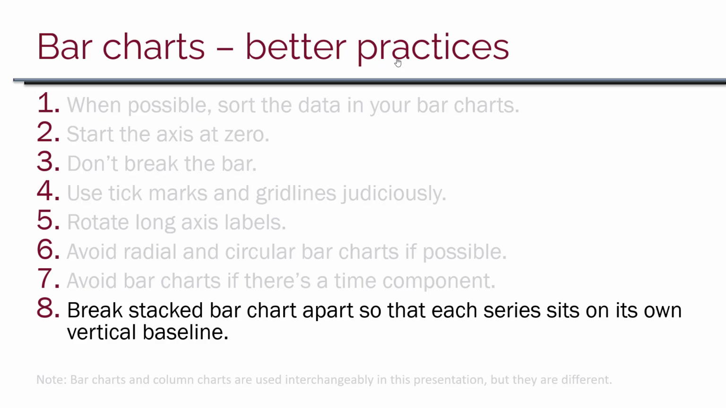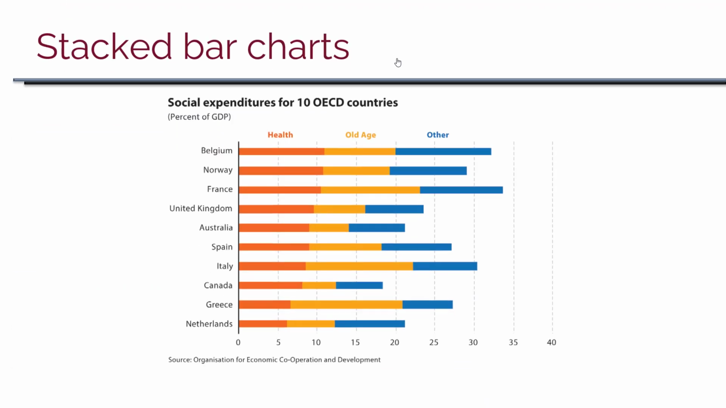Eighth is to break the stacked bar chart apart so that each series sits on its own vertical baseline. So here's what is stacked. Stacked is essentially each bar has its own components. Have you guys done this before?